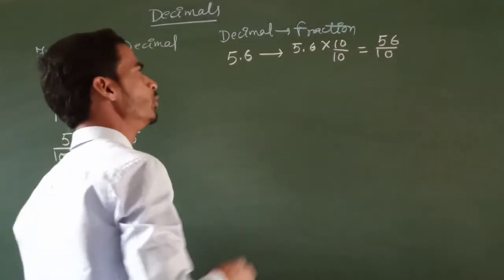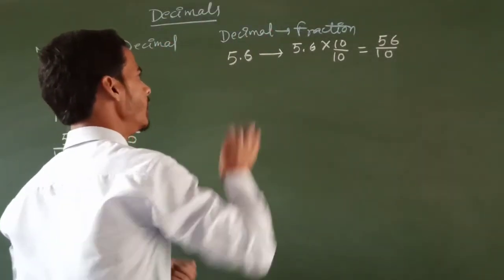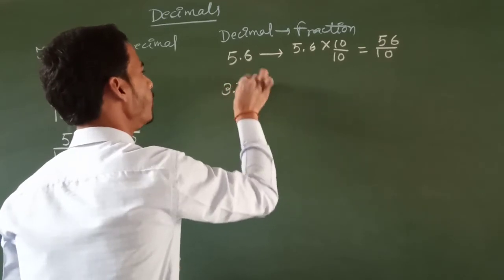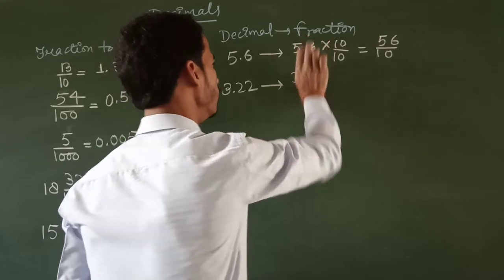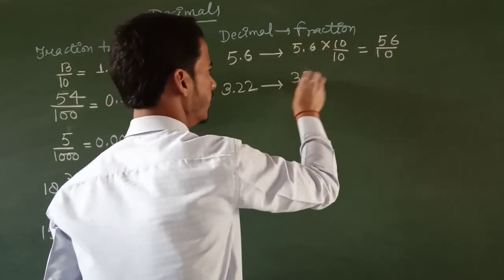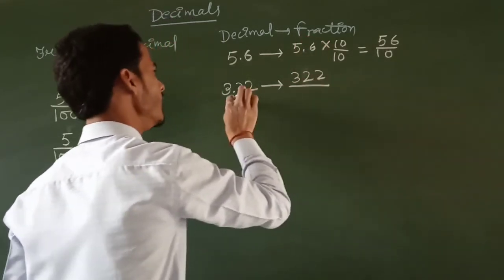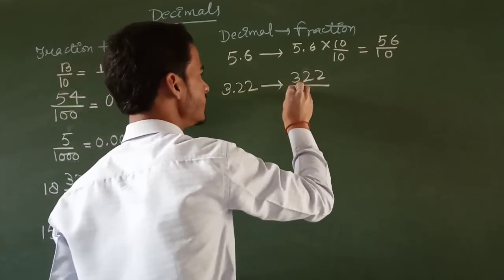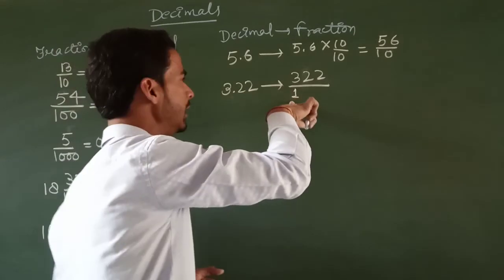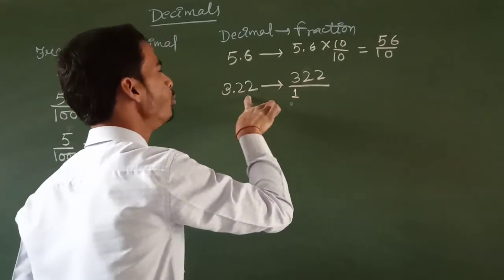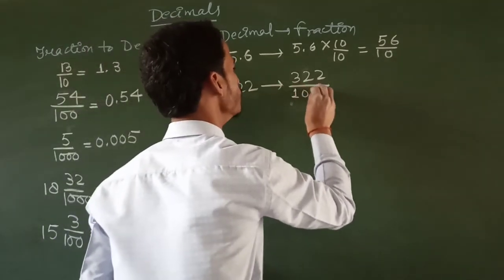From a trick you can solve it. 3.22. Firstly we have to write it as 322. On the place of the decimal we have to put 1, and if there are 2 digits after the decimal then we have to place 2 zeros.